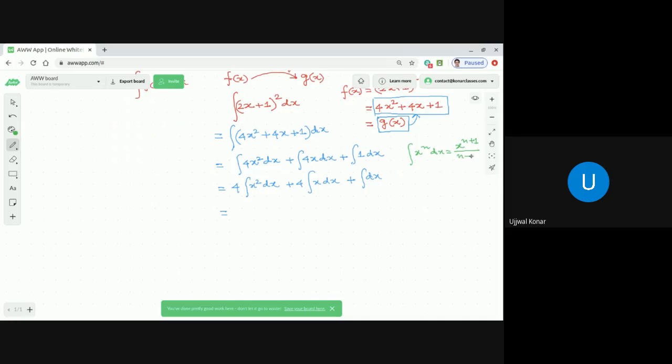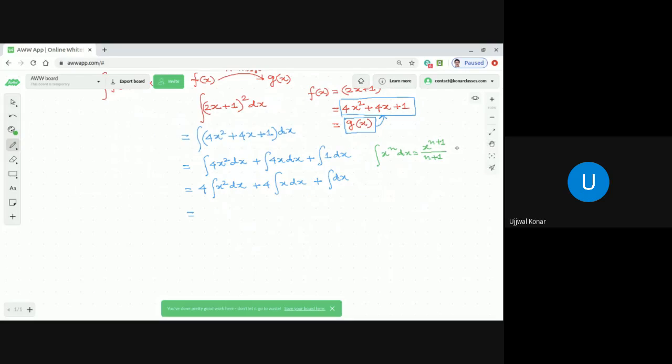X to the power n plus 1 by n plus 1, plus integrating constant c. Yes. Okay. So the same thing we can apply. Only one condition is that n should not be equal to minus 1, and here n is not minus 1. So then what we can write? It is 4 into x to the power 3 by 3, plus 4 into x square by 2, plus x, and plus you can add one integrating constant c.